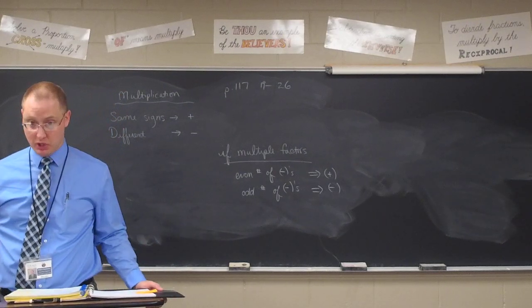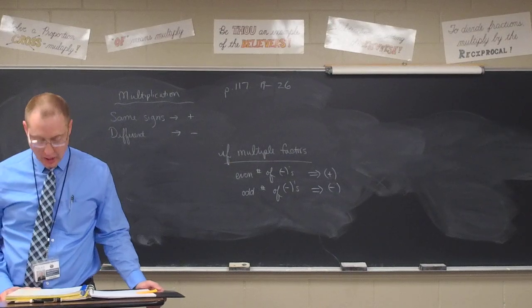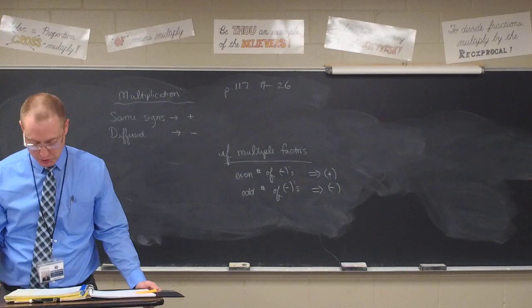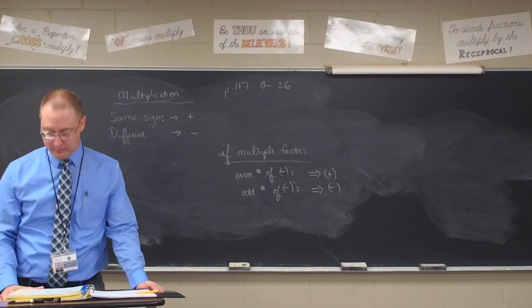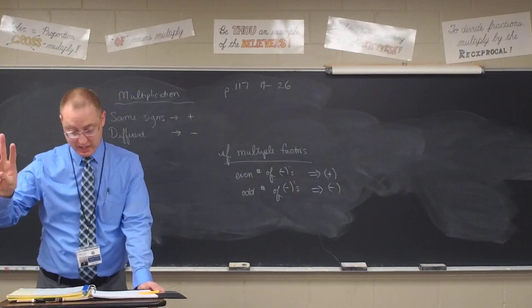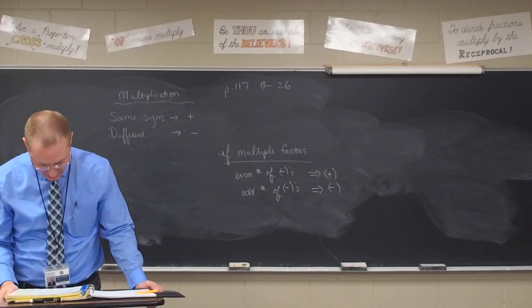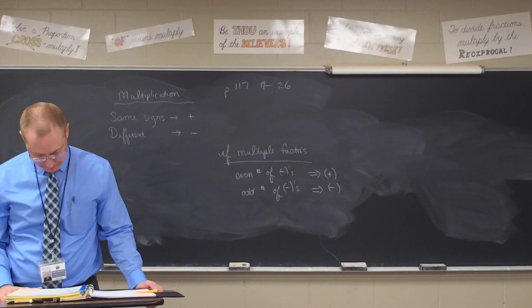How about number 20? What'd you get, Michael? Positive 6. You know it's going to be positive because there's 2 negatives, and then, of course, ignore the 1. 3 times 2 is 6. Number 21, what'd you get, Corey? Negative 8. 3 negatives, that's odd, so negative, and then 2 times 2 times 2, ignore the 1, is 8.